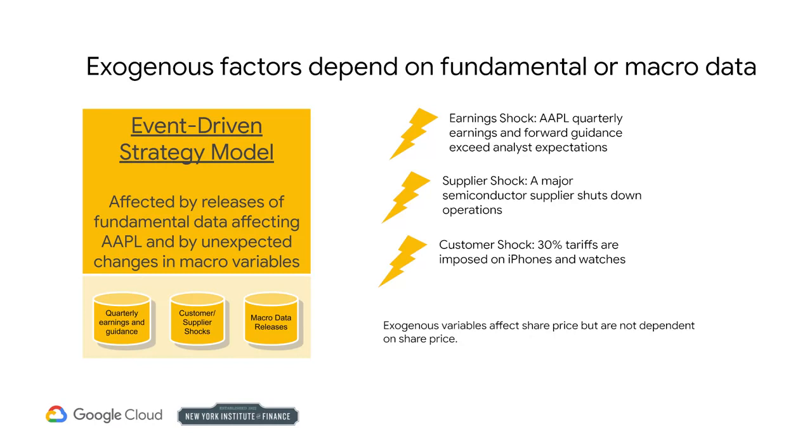These event-driven models can be used as an add-on to technical models, but are most often used as standalones by traders who specialize in profiting from market reactions to the release of new data. Here we show a different model for Apple based on exogenous factors like earnings releases and supplier and customer shocks. The key takeaway here is that exogenous variables affect share price, but are not dependent on share price.